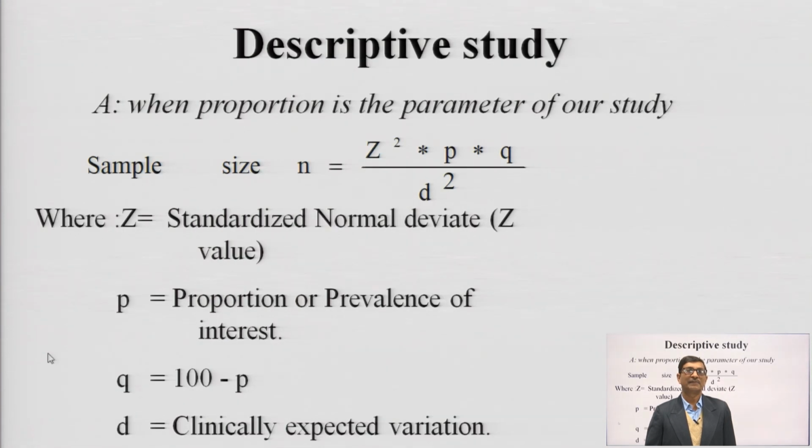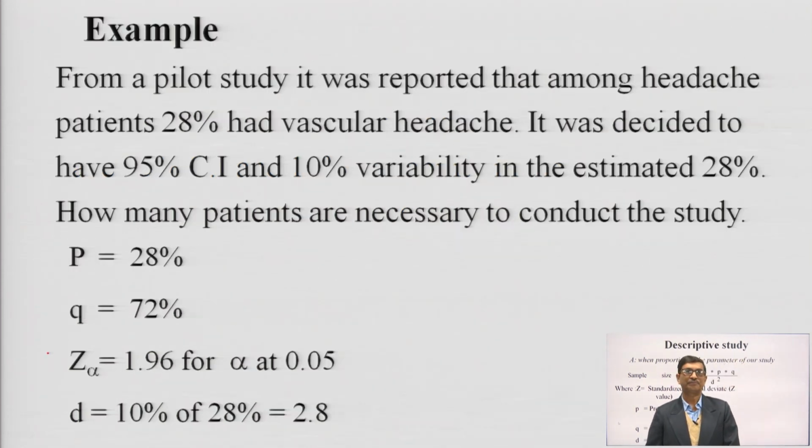Now, the first type of study is estimation. For estimation, the first condition is when proportion is the parameter of our study. Then the sample size n equals Z square into p into q upon d square, where capital Z is the standardized normal deviate or Z value, p is the proportion or prevalence of interest, q is equal to 100 minus p, and d is the clinically expected variation or precision of our study.